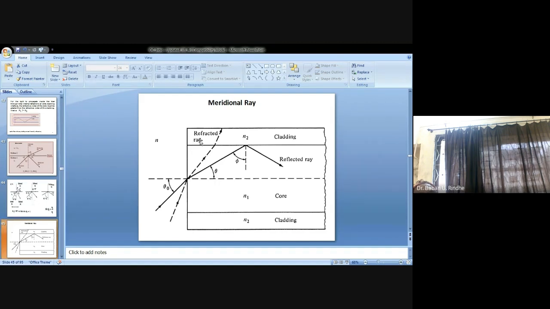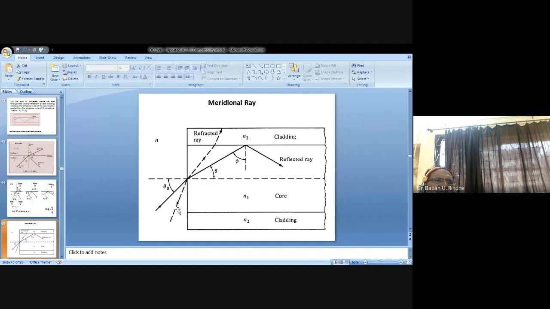This is a meridional ray. This is a fiber actually, with a core and cladding. Here you have shown the structure of the fiber. You have cut the fiber and you are getting the rectangular form. We are showing how the rays are passed in this fiber.